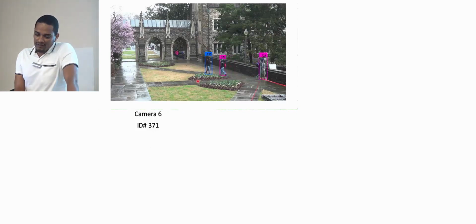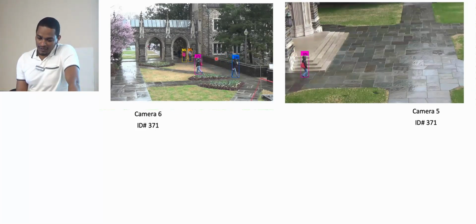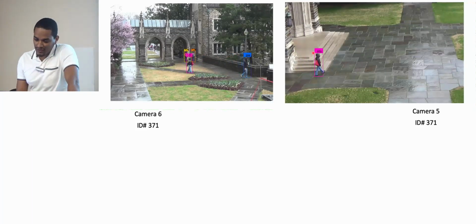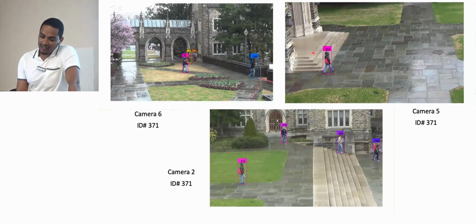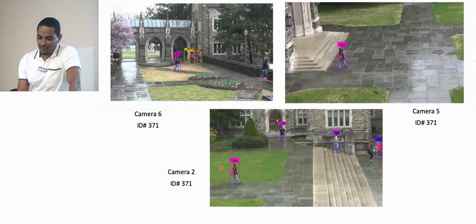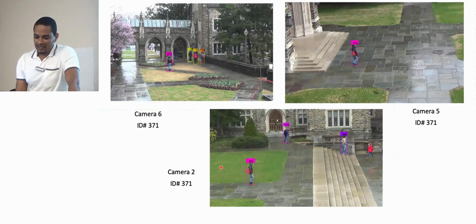This woman has been given ID 371 in camera 6, and then we are able to re-identify her in camera 5 as she appears, and give her the persistent ID 371. Later on, she also appears in camera 2. Here also we give her the same ID. So that's the overall objective: we need to give a persistent ID throughout all the cameras.